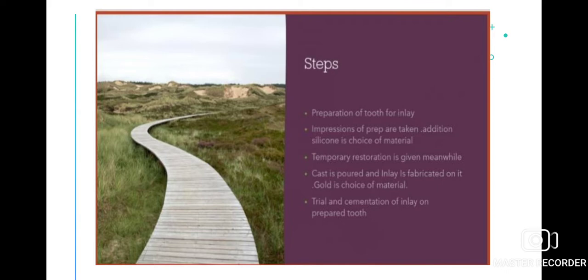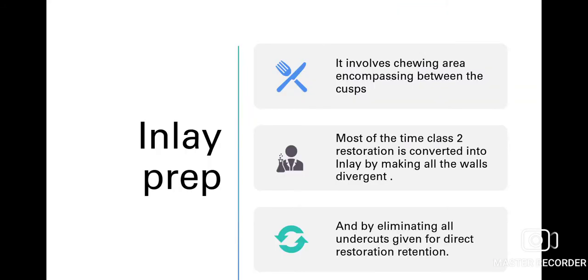While the cast is poured, the inlay is fabricated on it. Gold is a choice of material for inlay. Tooth colored porcelain has also been used for inlay. Then trial and cementation of the inlay is done on the prepared tooth.